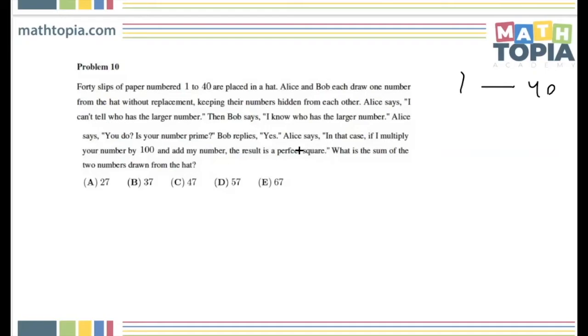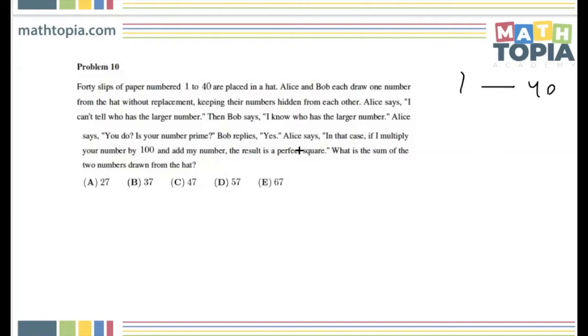Basically, they both have perfect logic. Alice says, I can't tell who has the larger number. Then Bob says, I know who has the larger number. Then Alice says, you do? Is your number prime? Bob says yes. Alice says, in that case, if I multiply your number by 100 and add my number, the result is a perfect square.